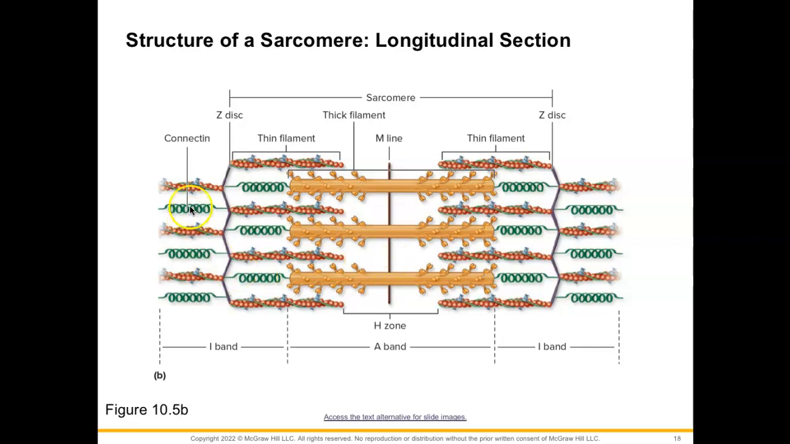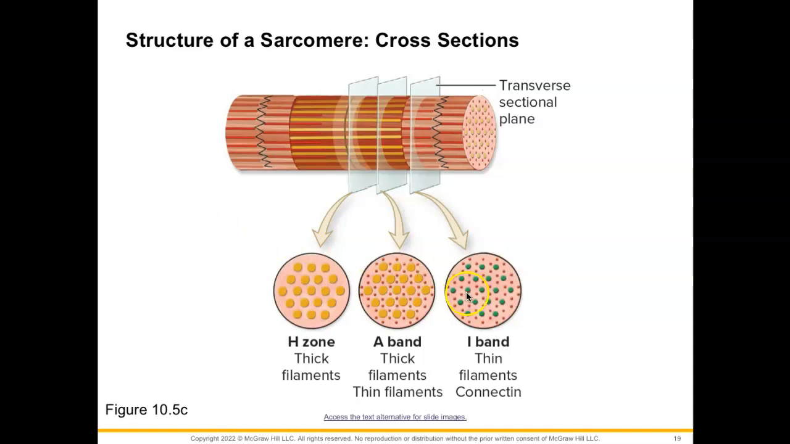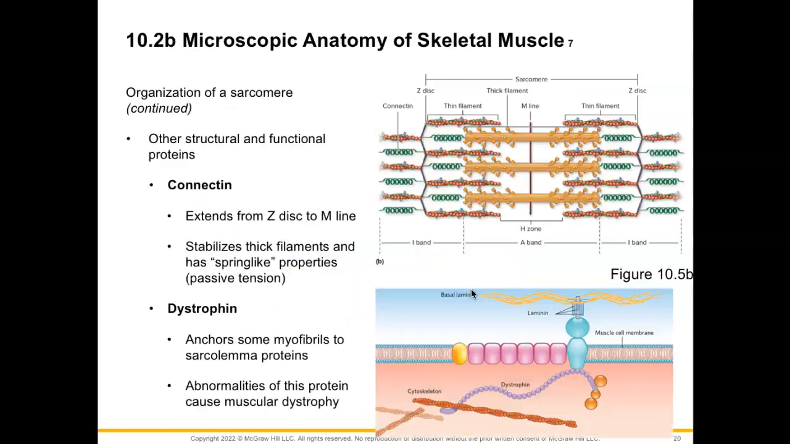And we are going to talk about connectin. That's what's pictured here in the green along with those thin filaments. And here it is, connectin. This is going to extend from the Z discs to the M line. So you kind of can't see the complete attachment here to the M line, but what this is in place for is to stabilize the thick filaments, and it is coiled up because it has a spring-like property, and this will assist us in passive tension.